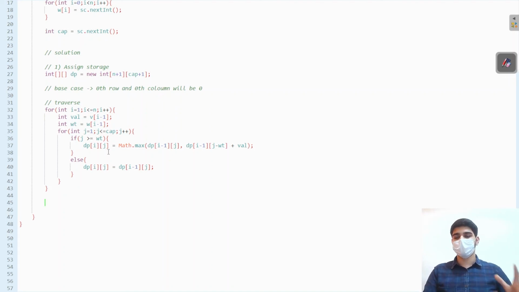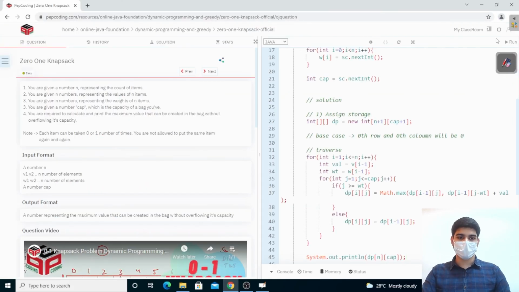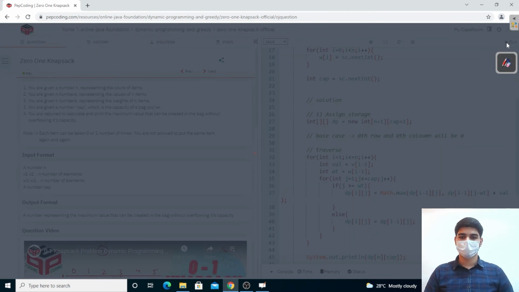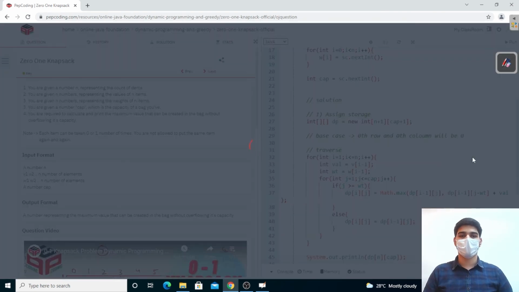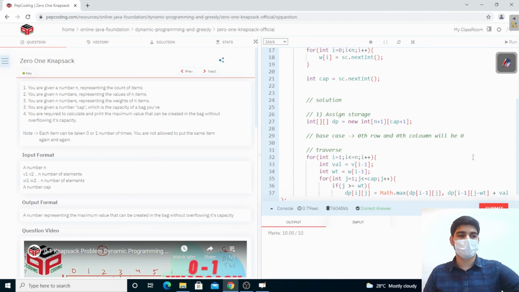After running through these loops, after traversing and solving, I would have my answer at dp of n capacity. So system.out.println, we have dp of n capacity over here, right? Let's run this and see if it works. So it does work for the test case. Let's submit and run for all the test cases that we have. And it works. We are getting 10 out of 10.